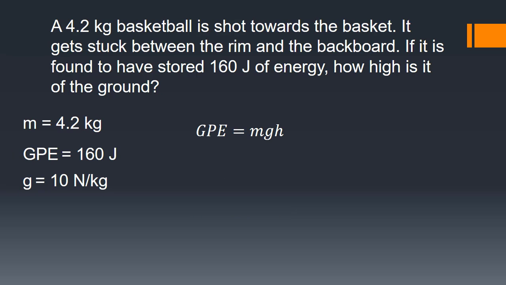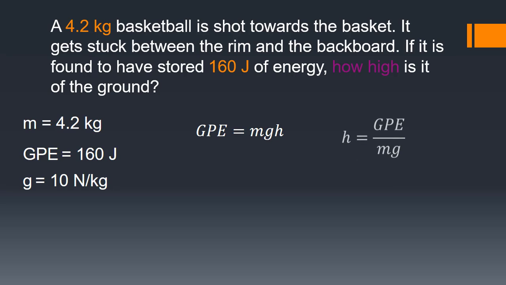We can also work backwards a little bit. Take a 4.2 kilogram basketball. It is shot towards the basket, and it gets stuck between the rim and the backboard. If it is found to have stored 160 joules of energy, how high is it off the ground? Here we know the amount of energy, and we are trying to find how high the ball is above the ground.